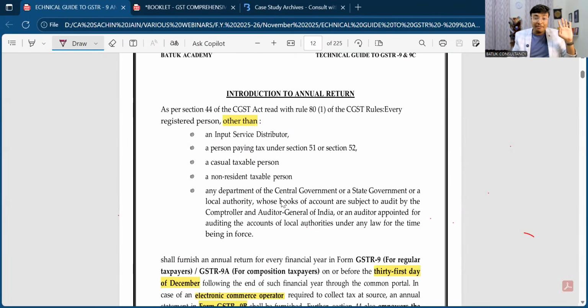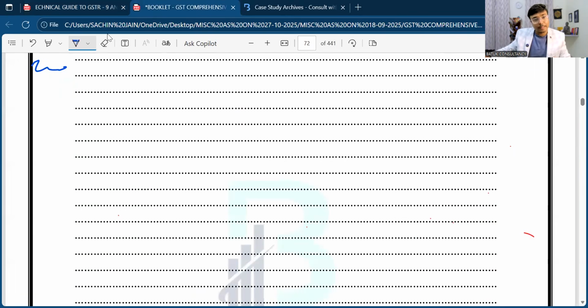Because if we collect the perfect documentation from our client, in that case we can file the GSTR 9 and 9C very smoothly, very easily, without any hurdle. So first we'll discuss the documentation.